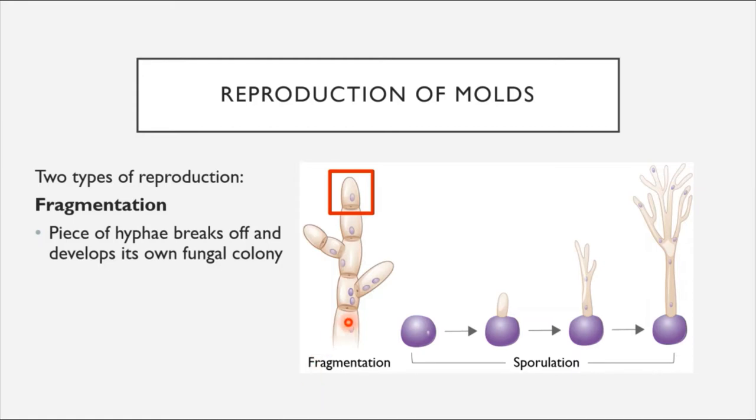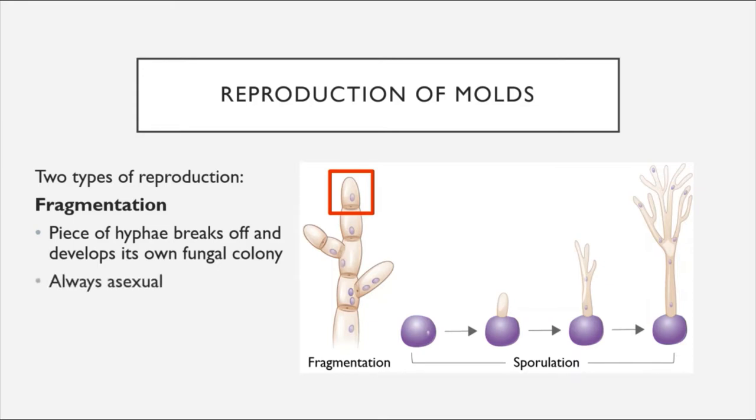Because remember, we said that although these hyphae grow from the tip, if any single part breaks off, it can then develop into its own filament. This is kind of like if the pad of a prickly pear cactus breaks off, for example, and then it develops roots and starts growing a whole new cactus. The same thing happens in fragmentation with molds.